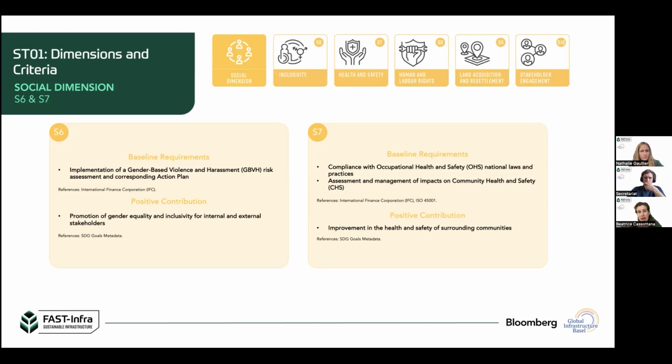For S7, health and safety, we ask projects 2 things: to comply with occupational health and safety national laws and practices, and to implement an assessment to assess and manage the impacts on community health and safety. In the positive contribution, not only do projects have to assess and manage these impacts, but they also have to improve the health and safety of the surrounding communities.